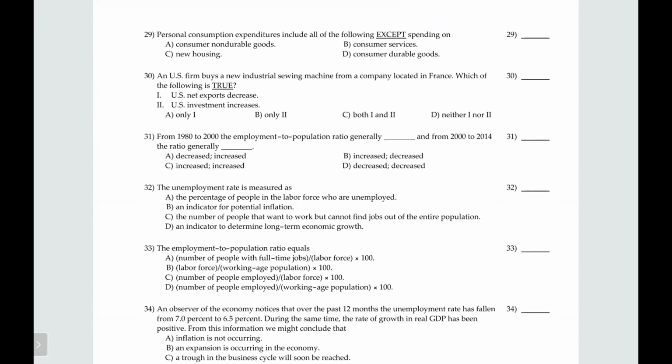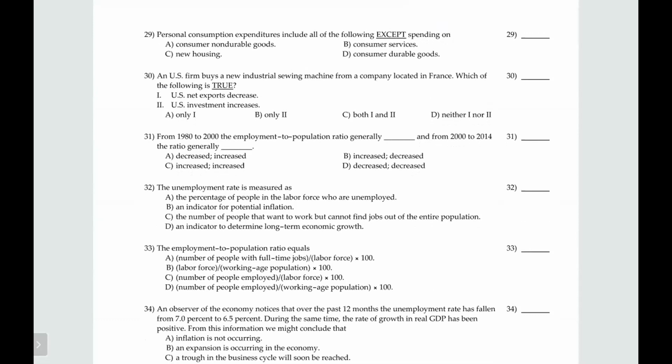Now let's look at 29. Personal consumption expenditure includes all of the following except. So I go one by one. A, consumer non-durable goods.